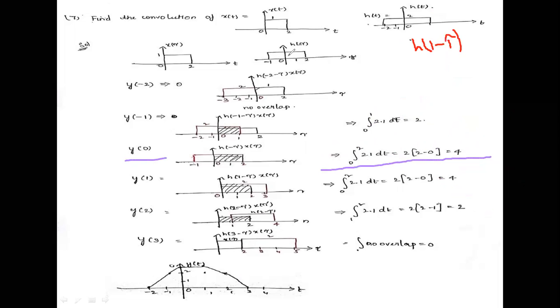1 minus tau means one sample is moved towards the right side of h. See, the x is the same. Now, one sample is moved towards the right, so it starts from the 0 and ends at the 3. Because it is a 2 and one sample is moved towards the right side: 2, 1, and the 0.